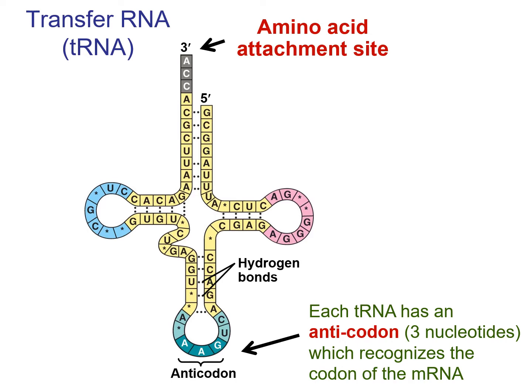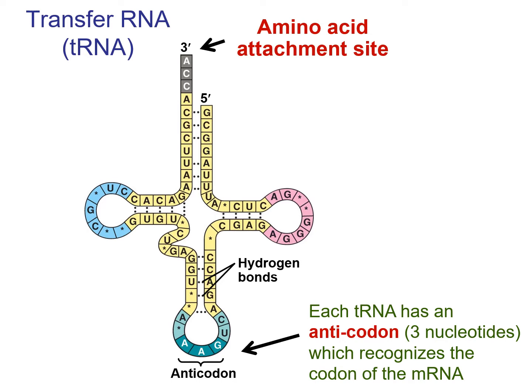The key things to note: at the top there we have an amino acid attachment site. So we have 3 nucleosides there. And at the bottom we have 3 nucleosides that form the anticodon. The anticodon will recognize the codon on the messenger RNA. And that particular anticodon will always be associated with a specific amino acid attachment site.